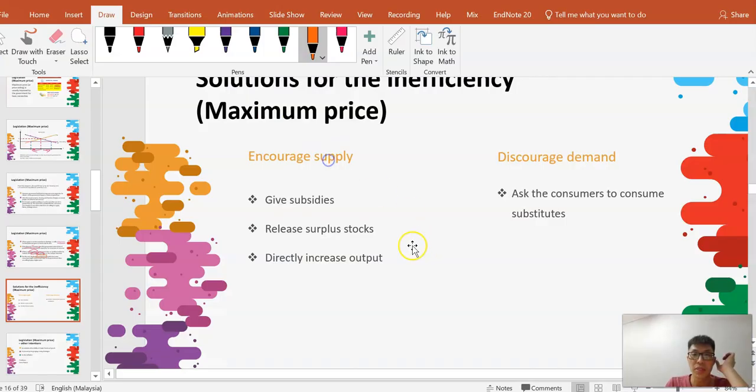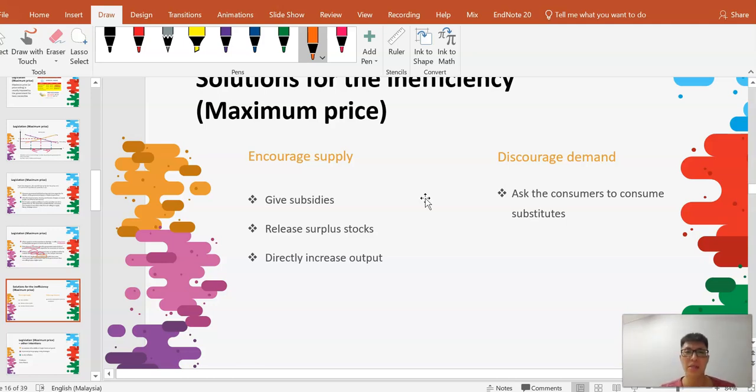So as can be seen here, increase supply. The first method of increasing supply is to give subsidies. Giving subsidies, as you may or may not know, will influence the supply curve. It will shift the supply curve to the right. As for housing rent, they might give subsidies to the owners to provide more housing, right?